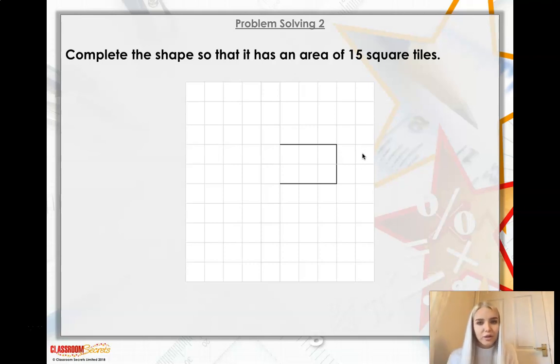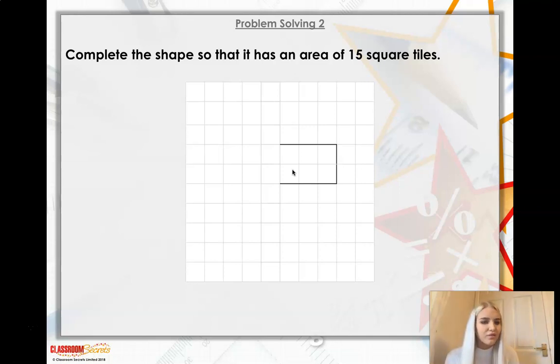We want to complete the shape so that it has an area of 15 square tiles. Can you help me? I've already started my shape and I can see that I've used 1, 2, 3, 4, 5, 6. So knowing this, 15 take away 6 is 9.